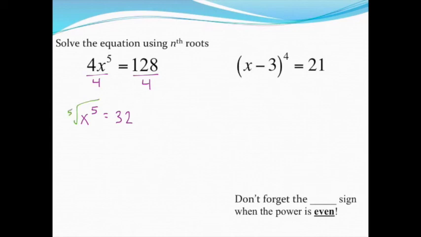Some people know what to write, but they don't know what to call it. We would just call that the fifth root. Some people call it the fifth square root, which is just really weird and wrong. So it's just the fifth root. To get rid of a fifth power, we'll do the fifth root. So that will cancel out, leaving us just with x left over.